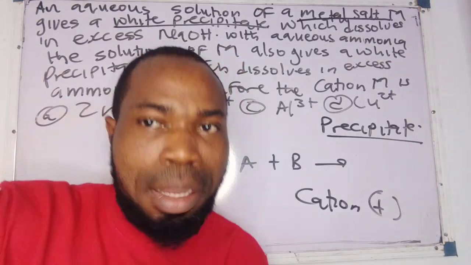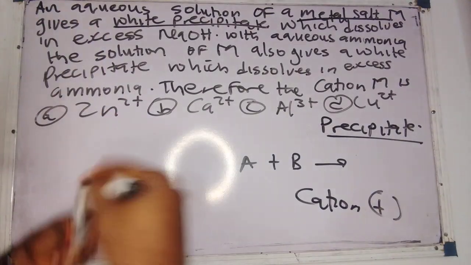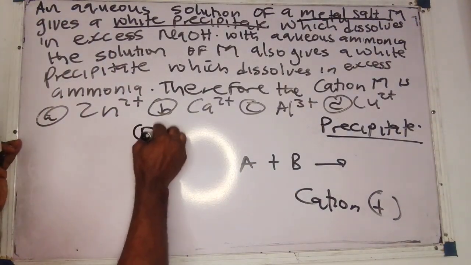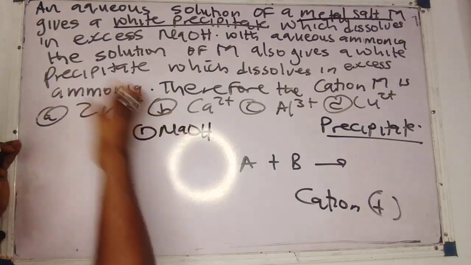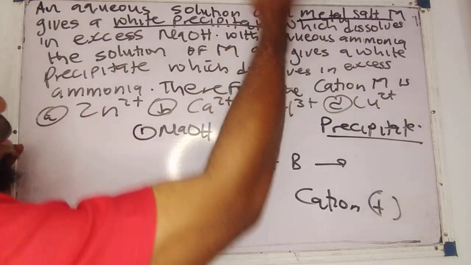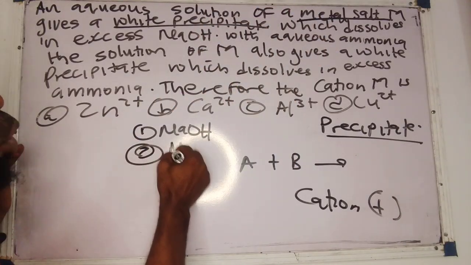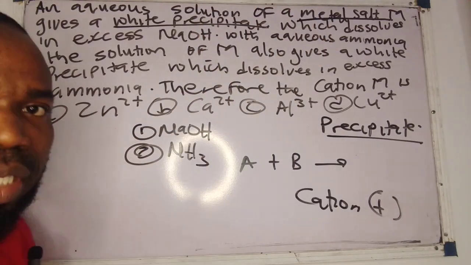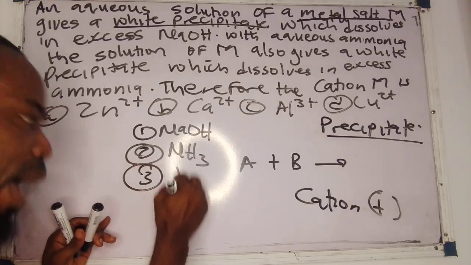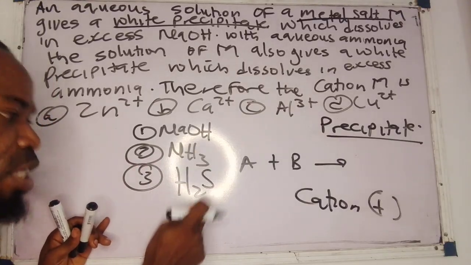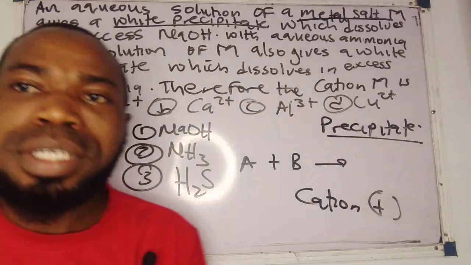Now, I'm going to give you examples before we jump into the question. Examples of precipitating agents. Number one, we have sodium hydroxide. If you check the question, sodium hydroxide is used here as a precipitating agent. Number two, ammonia can also be used as a precipitating agent. Number three, hydrogen sulfide is a good precipitating agent. This question has come out in the exam.